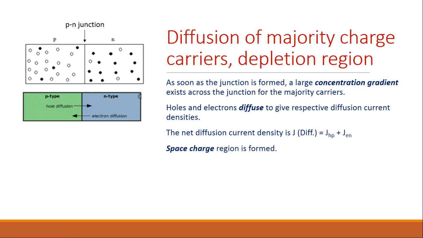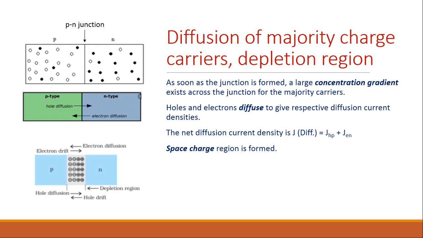When the diffusion of majority charge carriers takes place, a region is formed at the junction on both sides which is devoid of holes as well as electrons. So, how is this region formed? When the holes diffuse from P to N, they meet a large number of oppositely charged free charges, that is the electrons, and they recombine with electrons. Similarly, when the electrons diffuse from N to P, they meet a large number of holes on the P side and recombine with them. Thus, both are lost just near the junction on both sides.